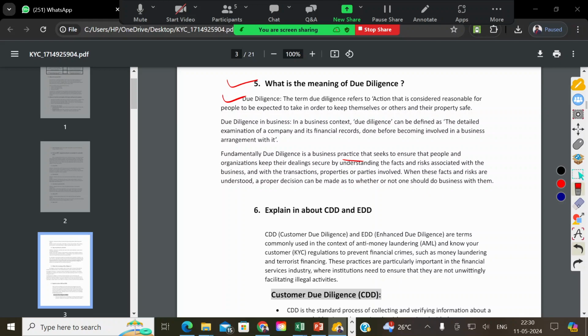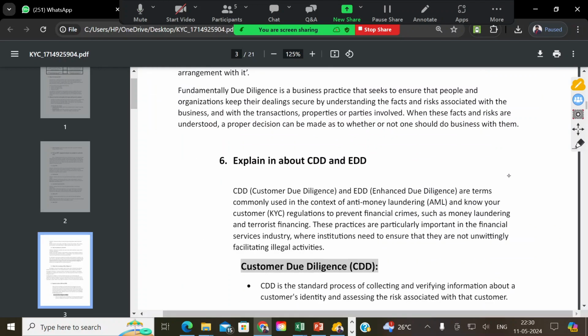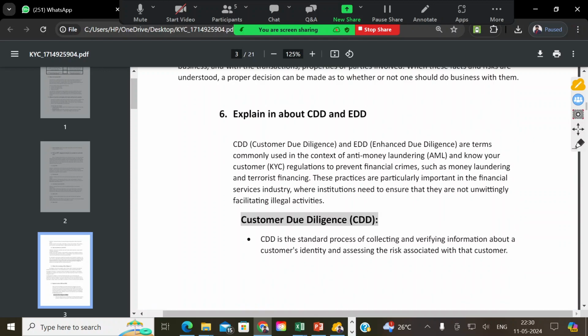All right. So let's talk about CDDs. We have discussed PEPs. Now let's talk about CDDs. We have a few CDDs. If we talk about CDD, it means customer due diligence, and we also have EDD, enhanced due diligence, terms commonly used in the context of anti-money laundering. So you can use EDD in the context of anti-money laundering and know your customer regulations to prevent financial crimes such as money laundering and terrorist financing.